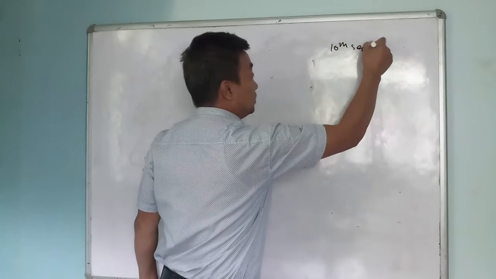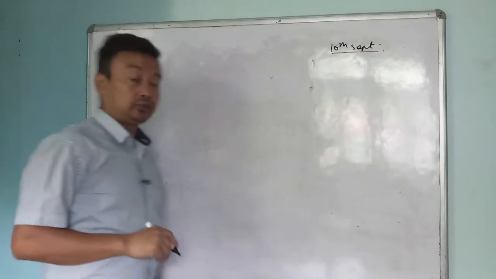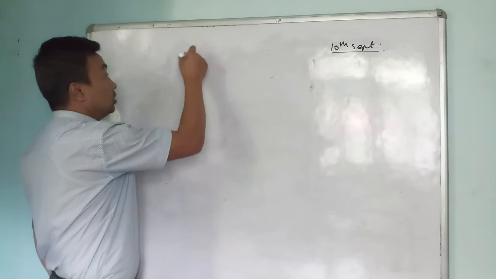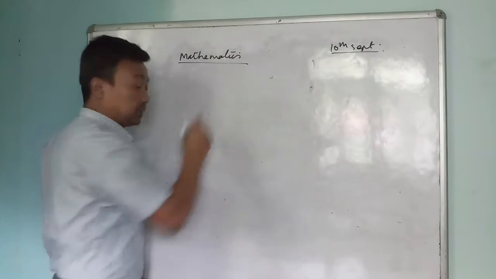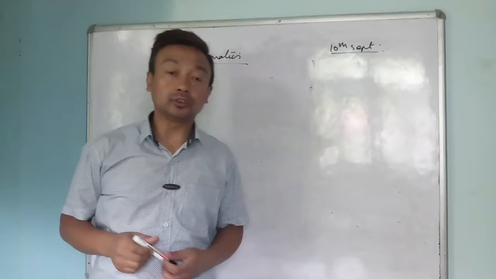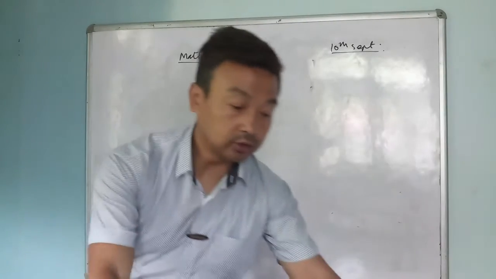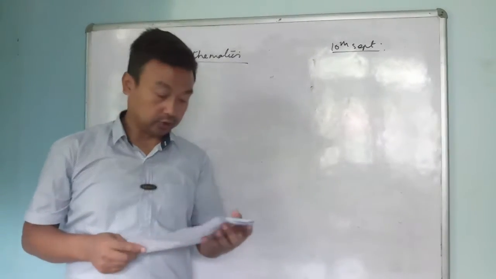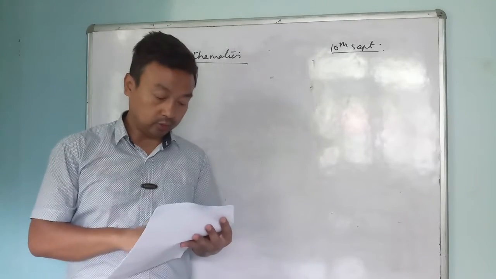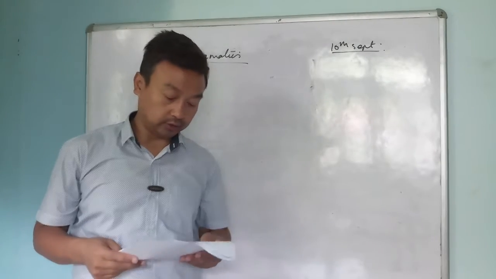10th September, the date is same, today's date, and the class for today is mathematics. In mathematics, in the last class we were discussing trigonometry, and I was just going through the new reduced syllabus for 2021. Here we have got only two sections given there.